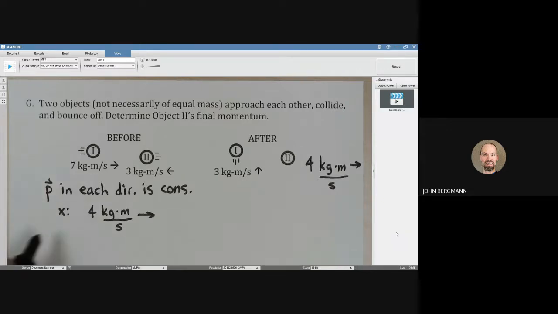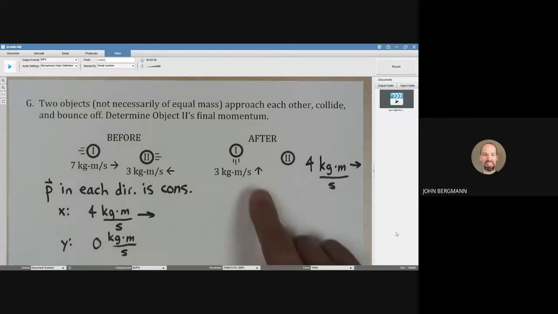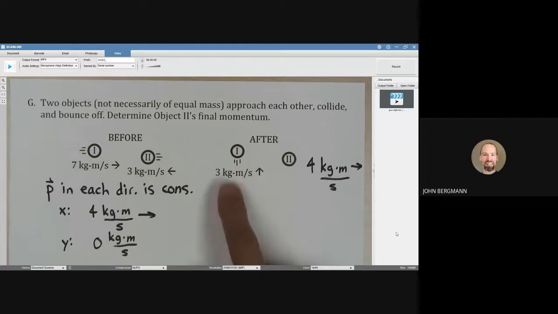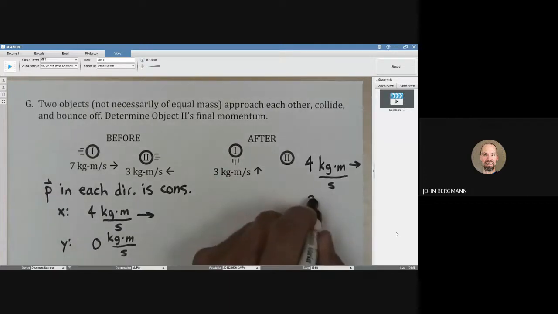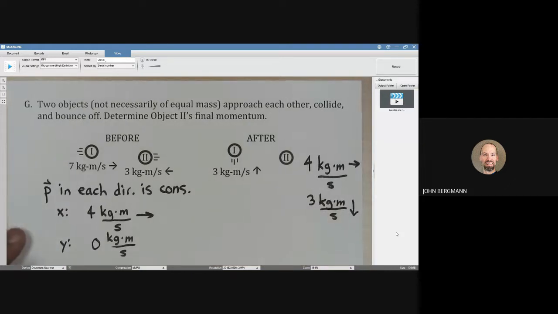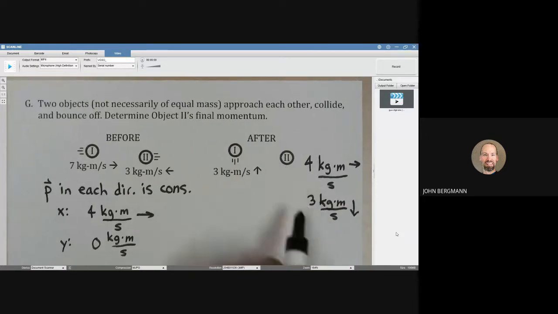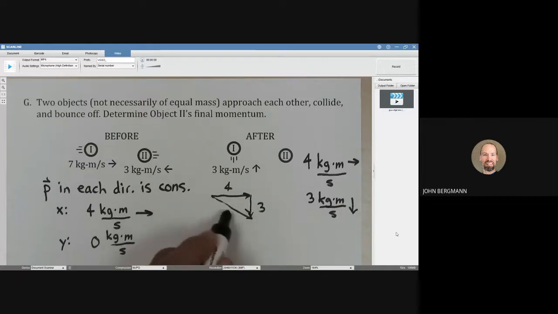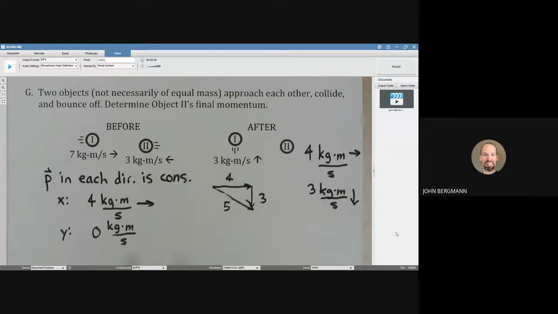What about in the y direction? In the y direction, how much momentum do we have initially? None. Which means at the end, how much total y momentum must we have? None. And if mass 1 has 3 going up, then mass 2 has got to have 3 going down. So the final momentum of mass 2 is going to be 4 over and 3 down. 4 over, 3 down. What's that? 5.